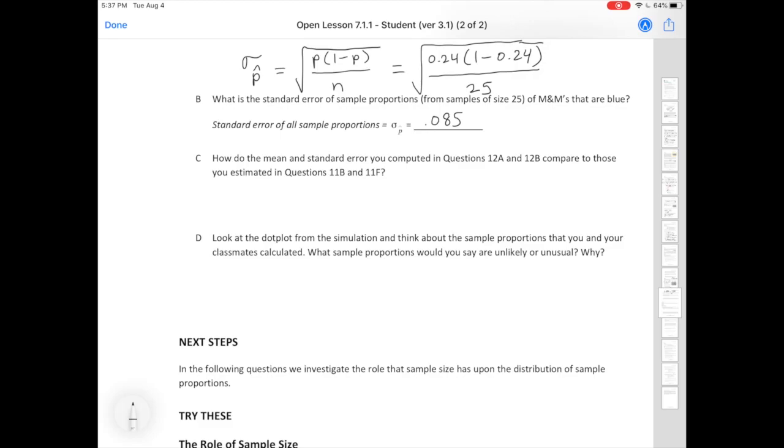How do the mean and standard error we computed in questions 12A and 12B compare to those we estimated in 11B and 11F? They were very close. Okay, very close.